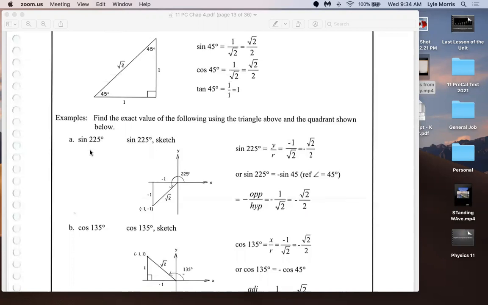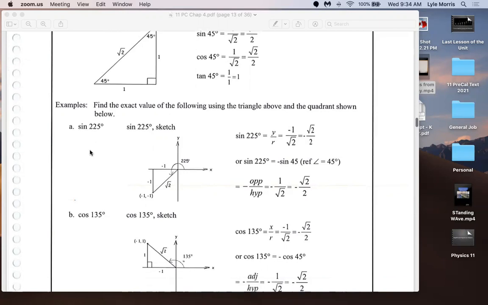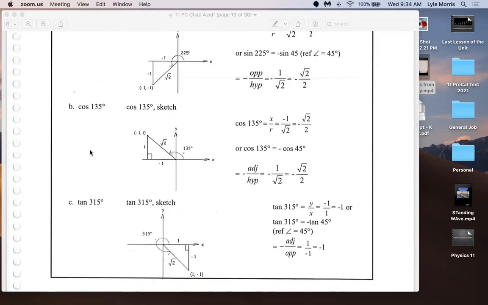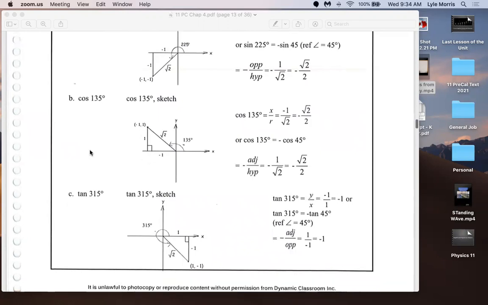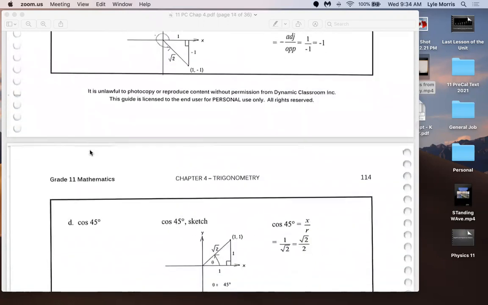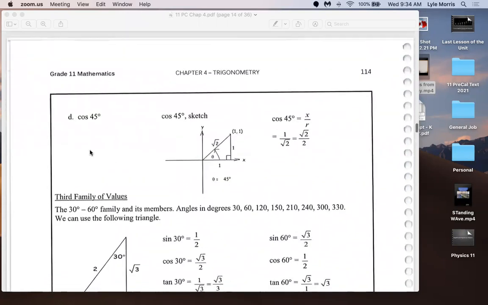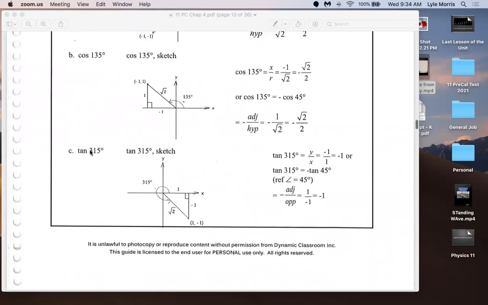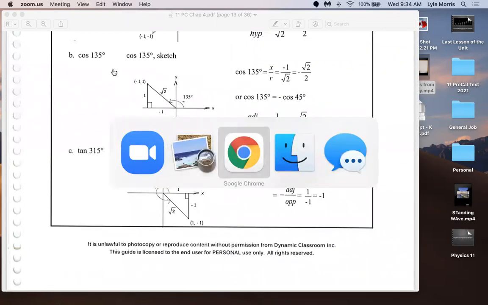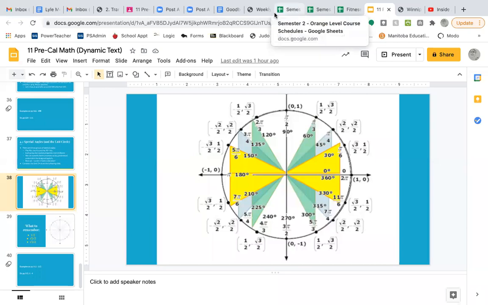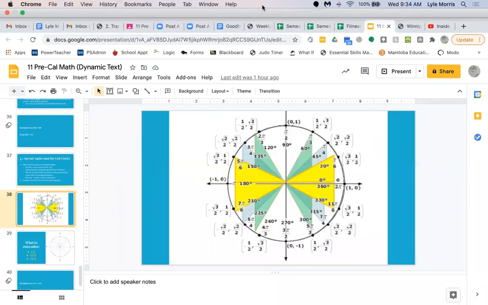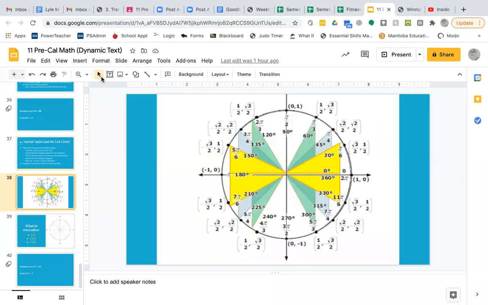Hang on. So it's sine of 225, cos of 135, tan of 315, cos of 45. It's the easiest one. Okay, so those are the examples. We're going to do these, but I want you to look at the unit circle while we do it. Oh, it says I'm still screen sharing, but I'm going to make sure it is on this. Yeah, weird.